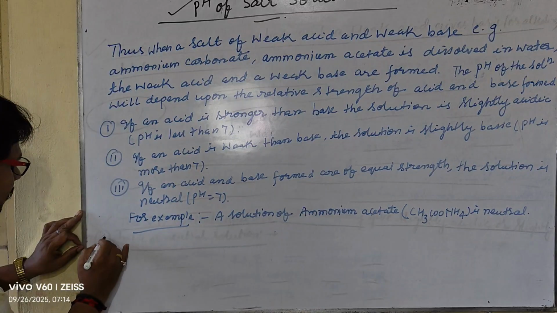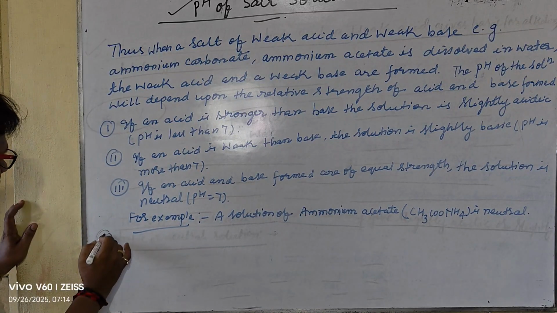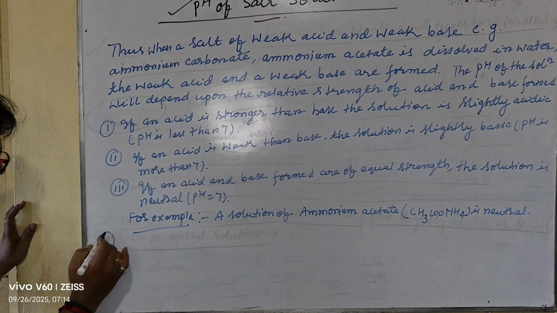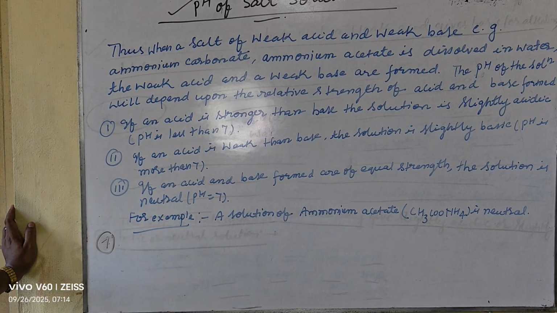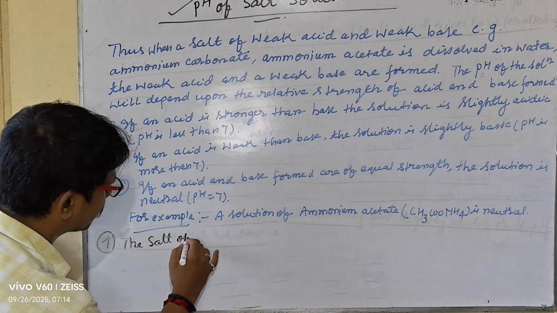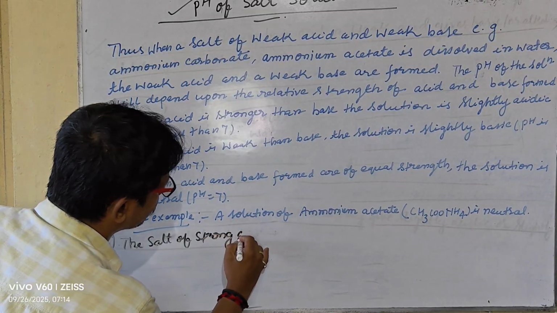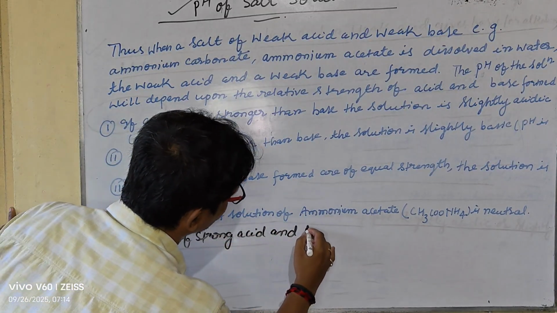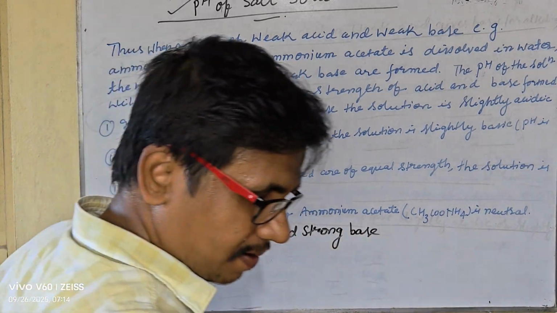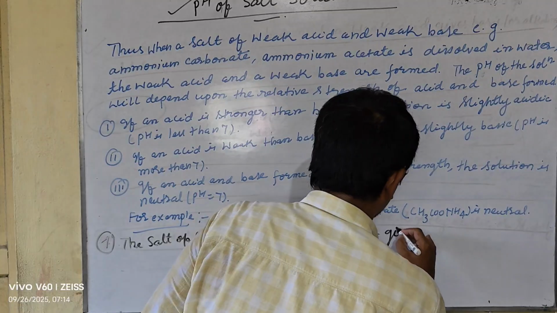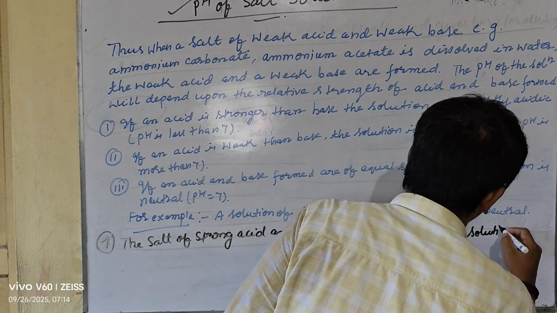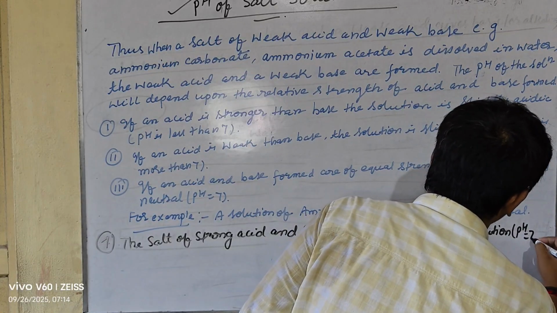The last one, the fourth one, is the salt of a strong acid and a strong base. The salt of a strong acid and a strong base gives a neutral solution. pH is equal to 7.